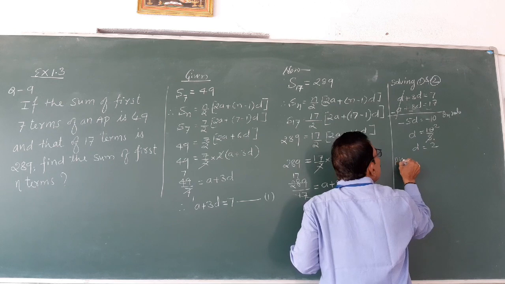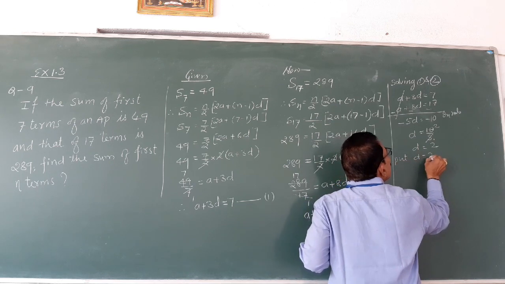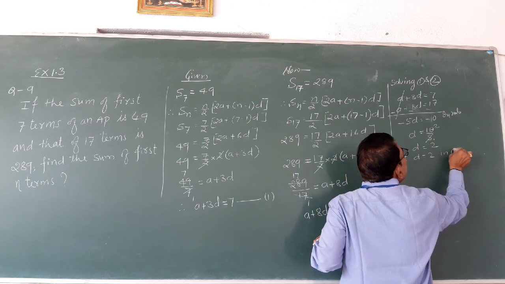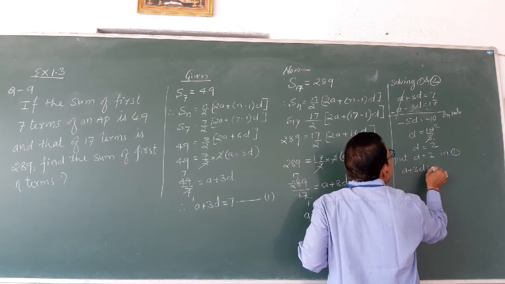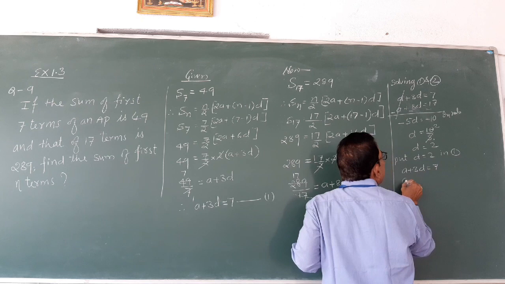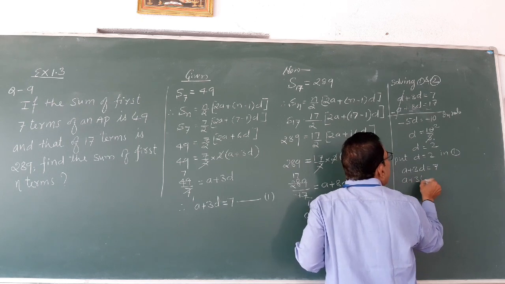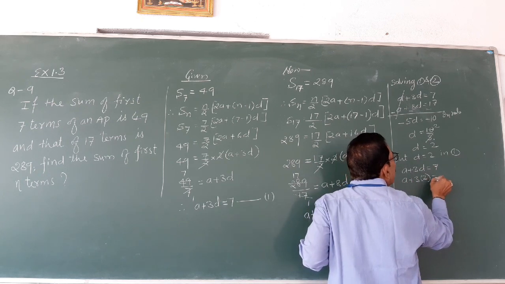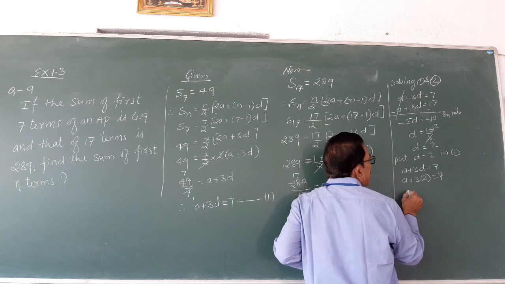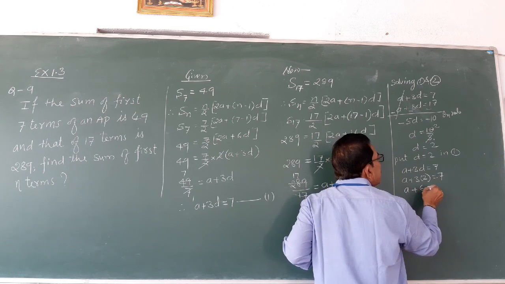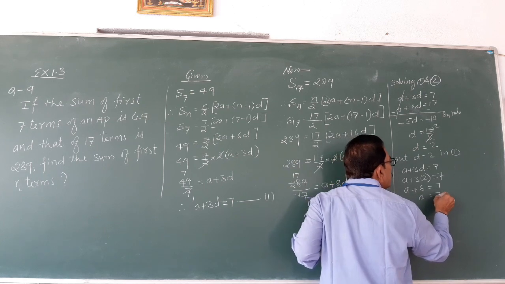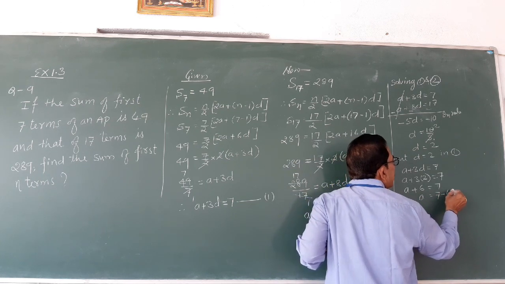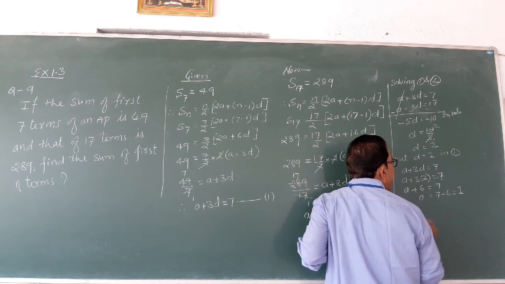Put d equals 2 in equation 1. a plus 3d equals 7. a plus 3 into d, that is 2, equals 7. a plus 6 equals 7. Therefore, a equals 7 minus 6, that is equal to 1.